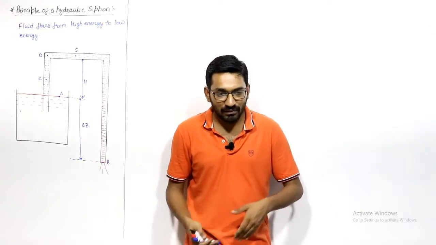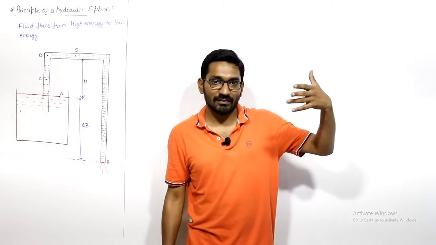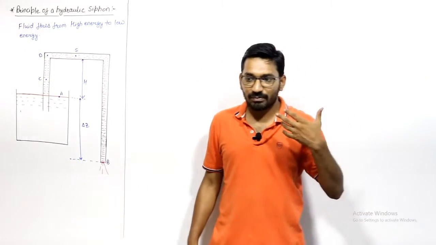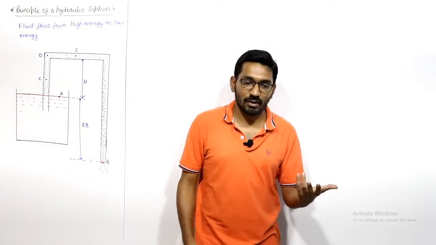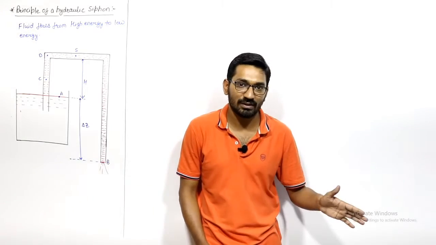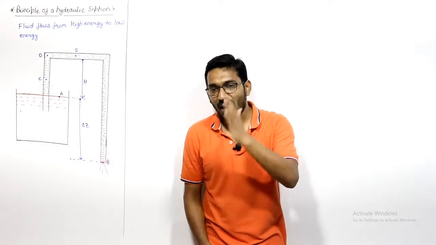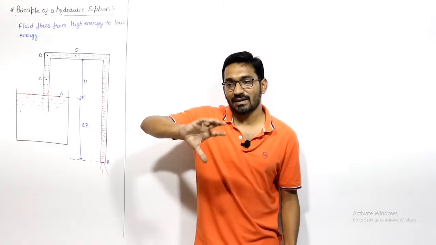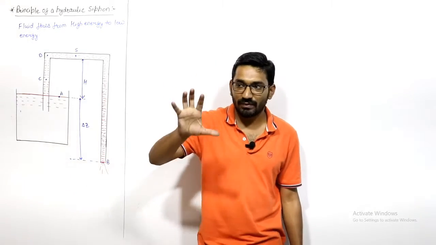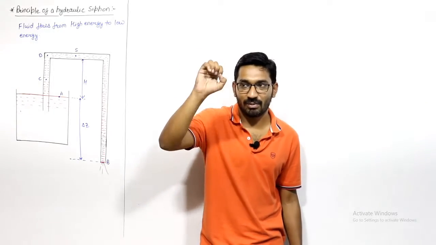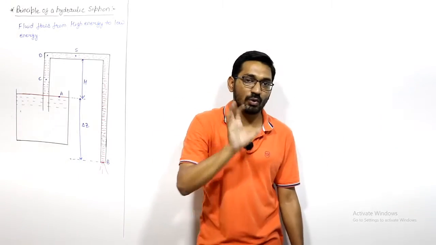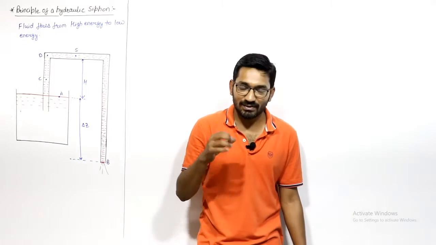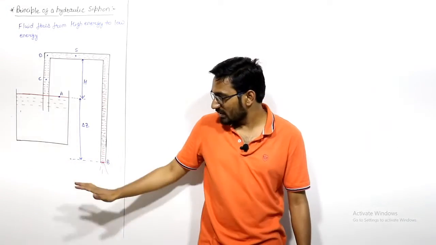If you remember your school days, 11th, 12th class, you are saying that fluid flows from high pressure to low pressure. No, it is not true. Fluid is not flowing from high pressure to low pressure. Fluid is flowing from high energy to low energy, where the sum of pressure, kinetic and potential energies is more. The fluid will flow from high total mechanical energy to low total mechanical energy. And this is the basic principle of your siphon.